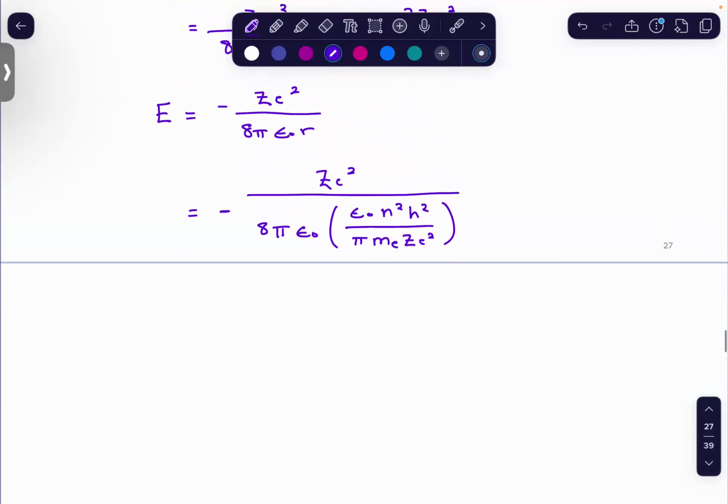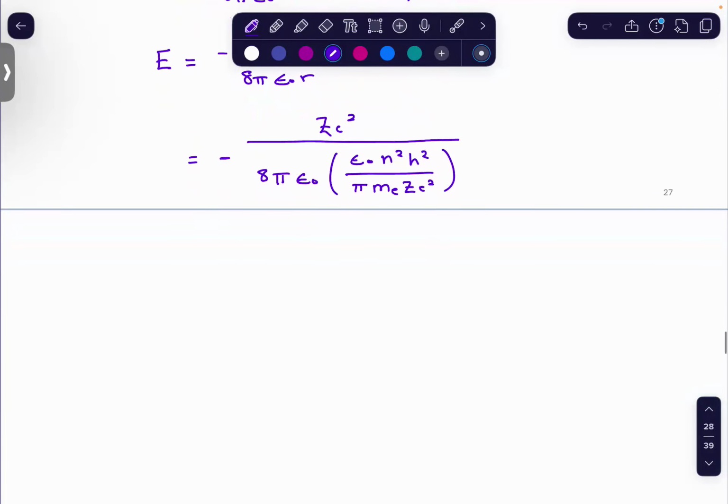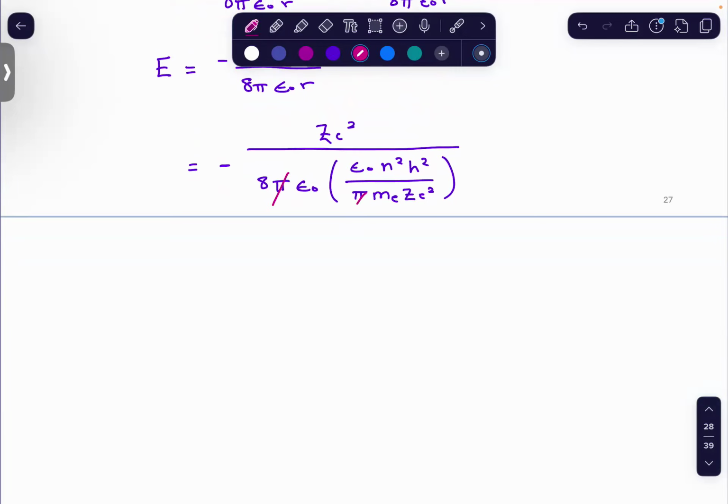Okay. So now let's multiply. We're going to take the stuff in the denominator and multiply it together. So when I have 8 pi epsilon 0, those pi's are going to cancel. Okay, so then what I'm going to get is a negative. So in my denominator, I'm going to have 8 epsilon 0, epsilon 0 squared, n squared h squared over mass of your electron, Z e squared.